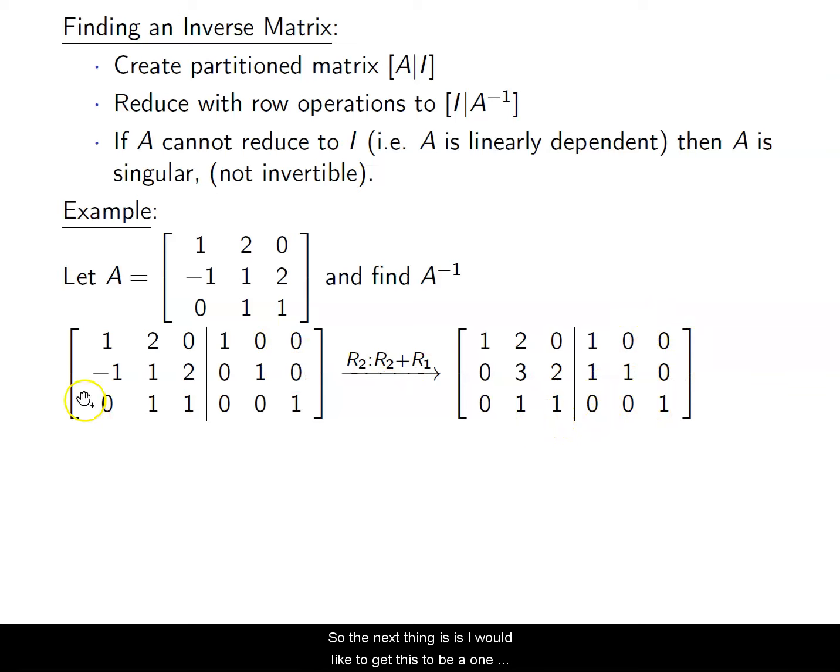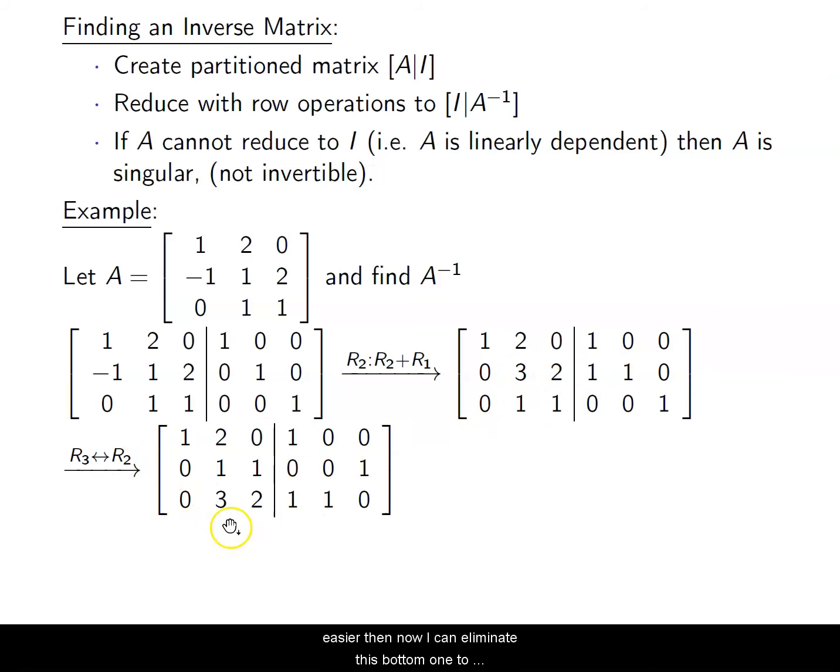So the next thing is I would like to get this to be a 1. I can do that by dividing by 3, which is terrible. I can say R2 becomes R2 minus 2R3, but that's terrible. Easiest thing is just to swap these rows because it's a 1 under here already. So this will be what I do. I just swap these rows out. It makes it easier. And then now I can eliminate this bottom one because remember I'm trying to get 1, 0, 0, 1, 0, 0, 1.